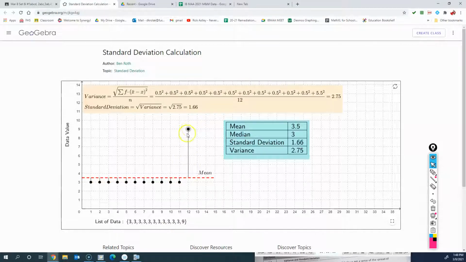Now, as I pull these away, okay, now you can start, as you pull them away, you can see the standard deviation growing. Grow that.